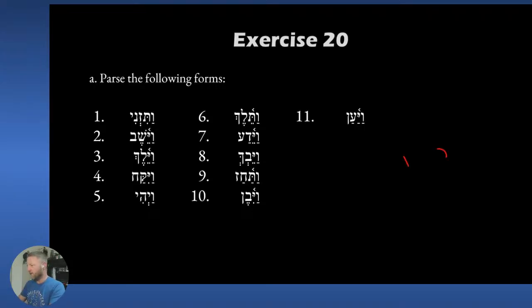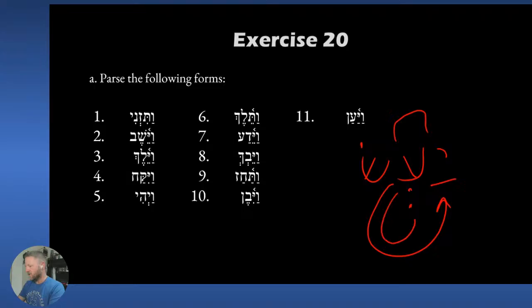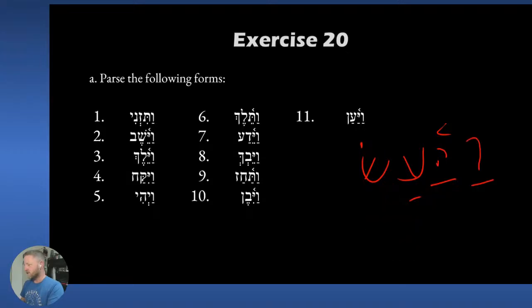Vayas is apocopy of yaase. The hay drops off. You've got yas, and the ayin is a guttural. It colors both this one and this one if given the chance. And we have yas, put the stress there. Yas becomes vayas, and he did, and he made.